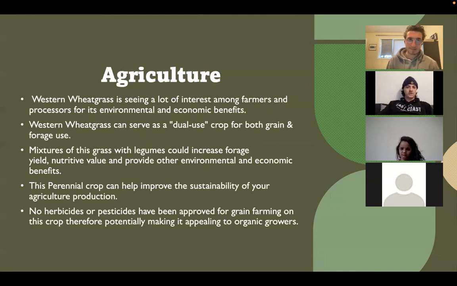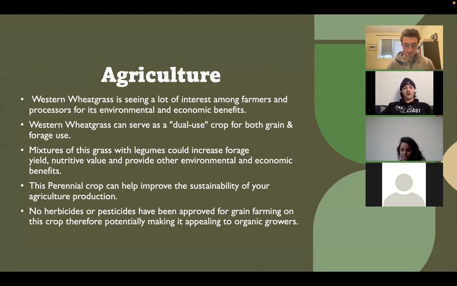Hi, just Cole speaking. I'm going to look at the agriculture as well as the animals in this project. So with the agriculture, Western wheatgrass has gained a lot of steam in the ag industry. This grass has many environmental and economic benefits, such as helping to store water and carbon in the soil. This grass can also serve as a dual use crop for both grain and forage use. Mixing this grass seed with legumes can increase the yield as well as other economic benefits.